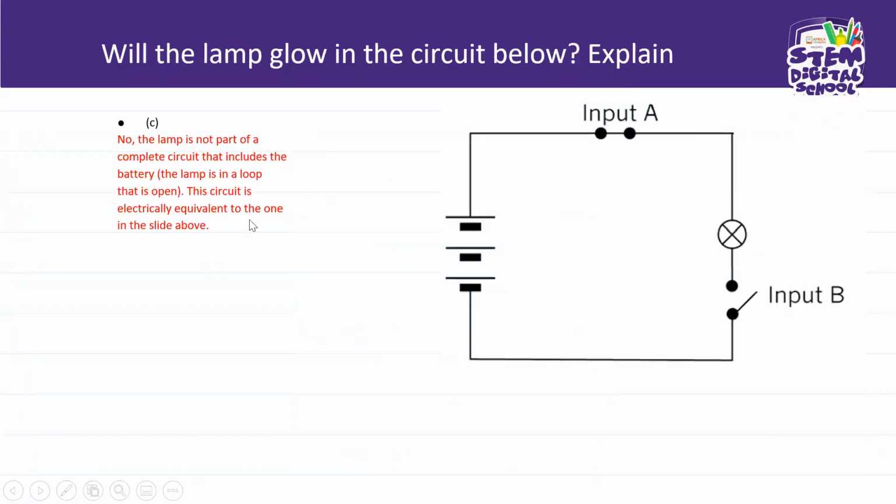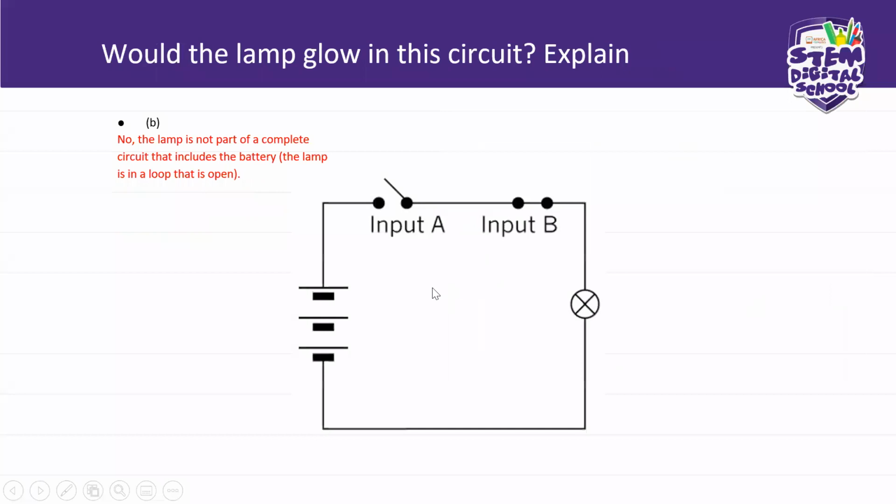Will the lamp glow in the circuit below? This is the answer. Now let us check. You have an output in between two switches. The answer is no, the lamp is not part of a complete circuit that includes the battery. The lamp is in a loop that is open. This circuit is electrically equivalent to the one on the slide above. Okay, it is a series connection. It is just like this one.